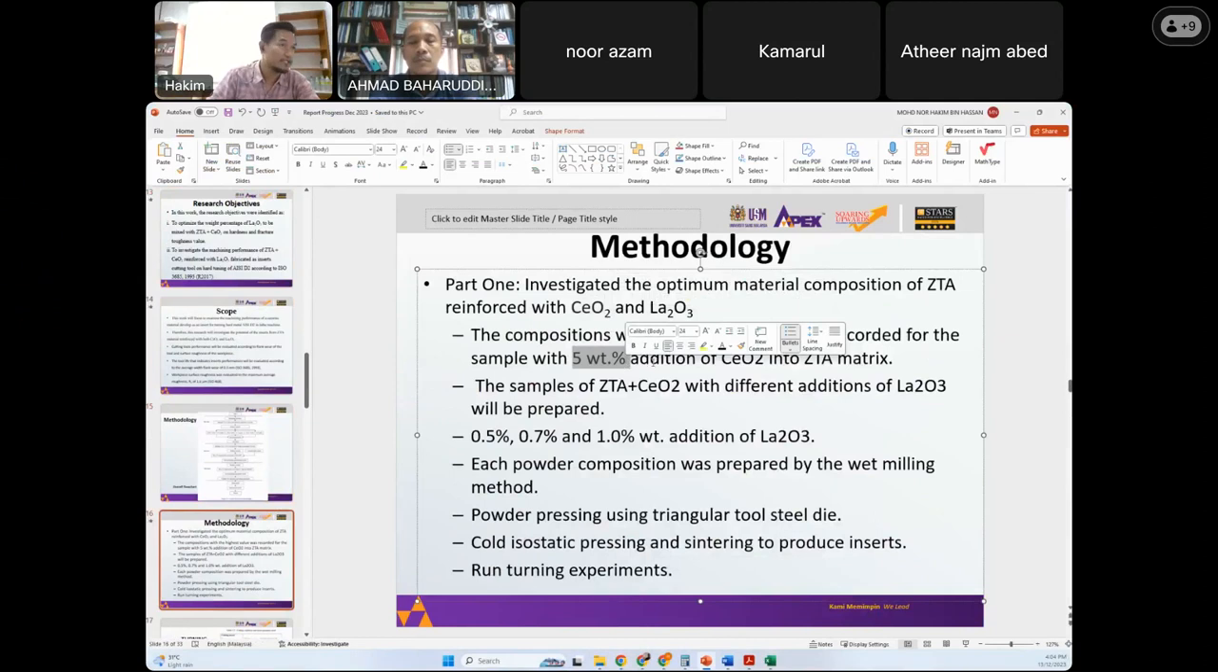So we fix 5% of the cerium oxide into the ZTA matrix, then we find the best composition of lanthanum oxide, with 0.3, 0.5, 0.7, and 1% addition. So both increase fracture toughness and hardness.